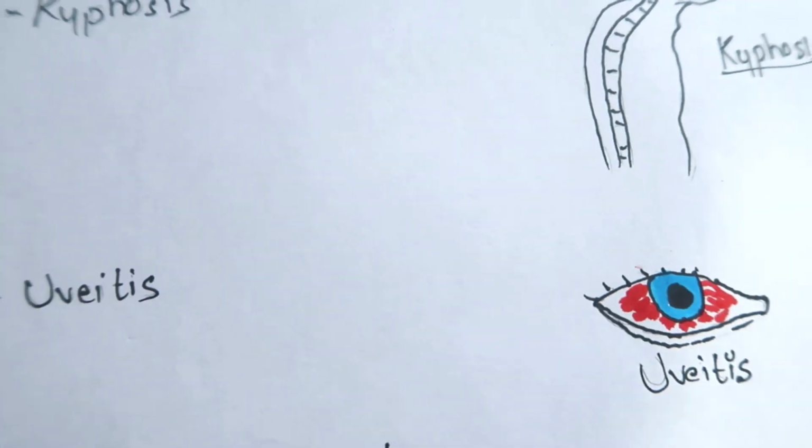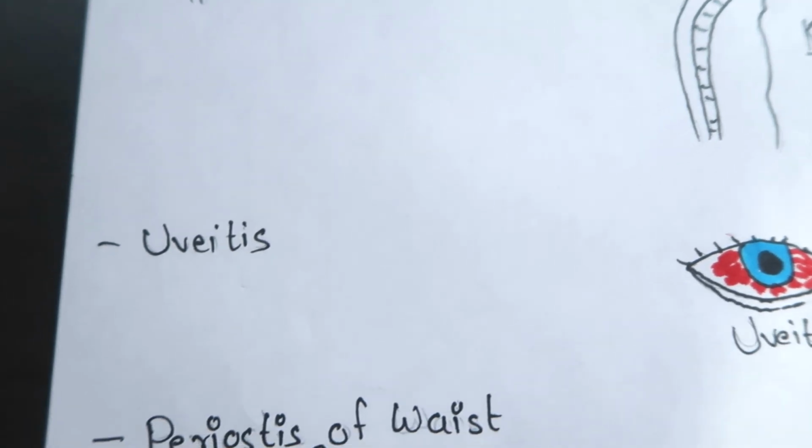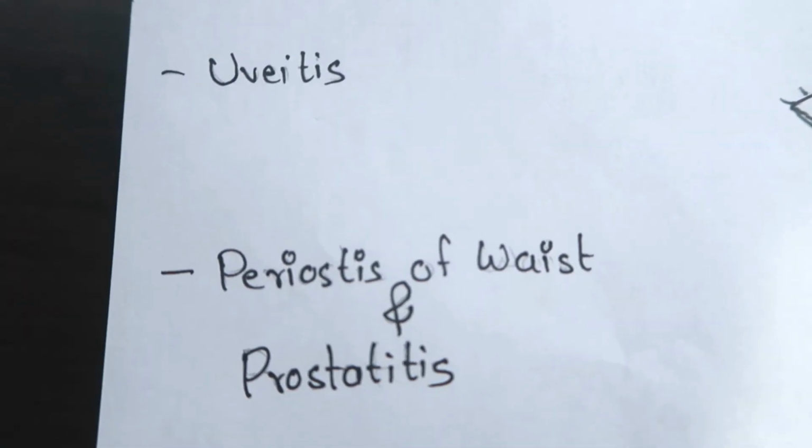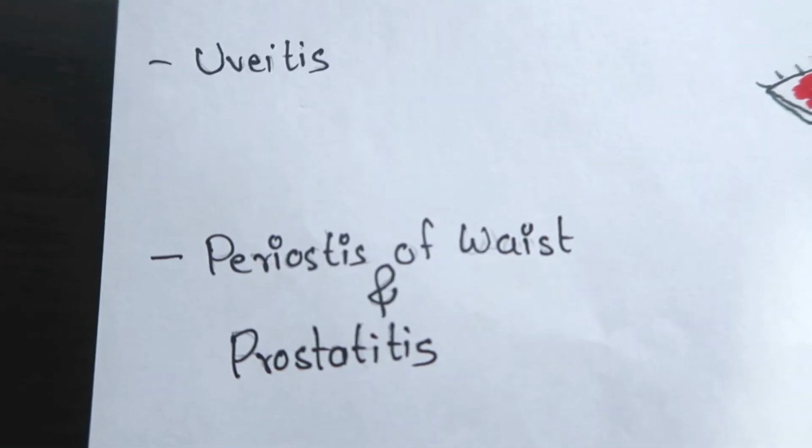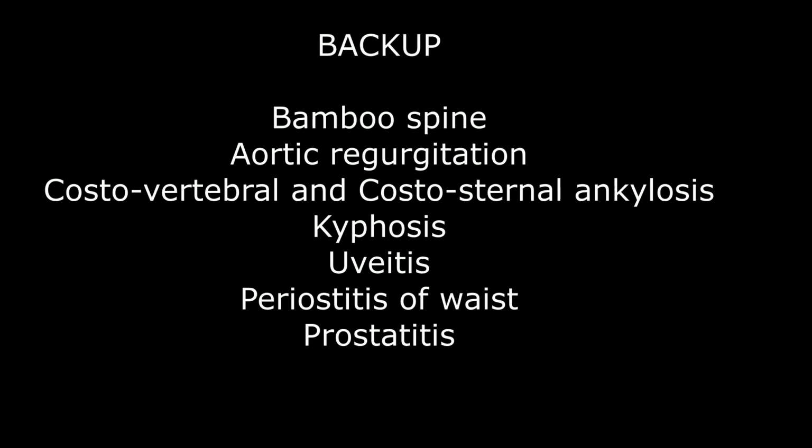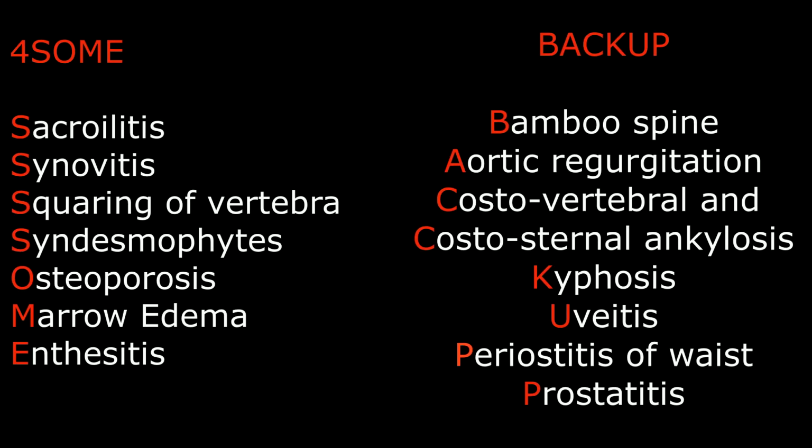Uveitis, the inflammation of the eye, and at last periostitis of the waist and prostatitis, from P. And these are the features that fall under BACKUP. So this is the mnemonic for the clinical features of ankylosing spondylitis.